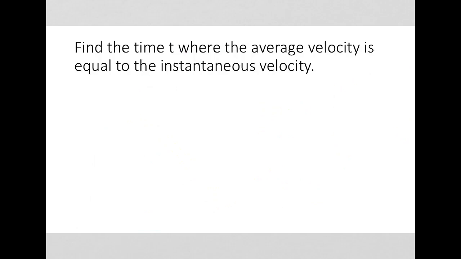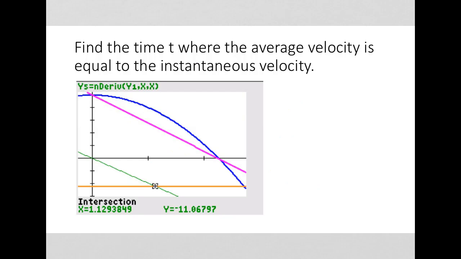So now here's an extension problem. Find the time t where the average velocity is equal to the instantaneous velocity. To do this, I would recommend that you graph the derivative function. You can either use the power rule or you can just do n derived to graph it for you. And we need to set the derivative equal to that value that we just found.